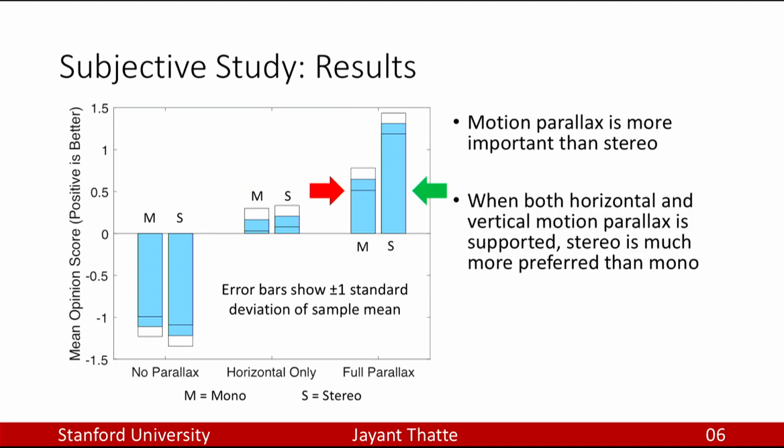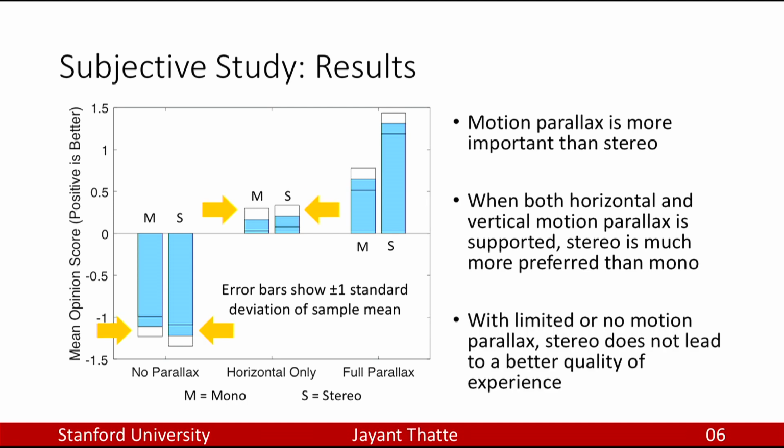The second thing that we notice is when we are rendering something with 6DoF, stereo seems to be a lot more preferred than monoscopic rendering. However, if the parallax that is rendered is either limited or if there's no parallax, then rendering the scene in stereo doesn't really give you any benefit. And so this means that if you're starting from a monoscopic, no parallax system, your first goal should be to figure out how to get parallax in your system rather than getting stereo.